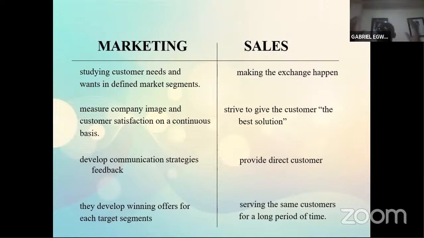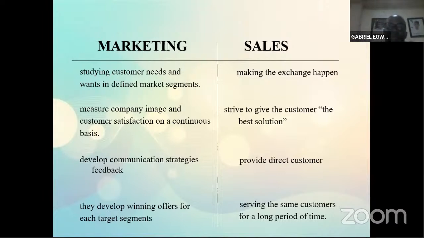Marketing measures company image. How do we look? Yeah, you understand? And customer satisfaction on a continuous basis. That aspect that you are going out to, know how people feel about your product or your service is a marketing work, right? But sales at that particular time will strive to give the customer the best solution. You know why? Because, like I said, sales put you face to face with that customer. Marketing does not bring you face to face with the customer all the time.